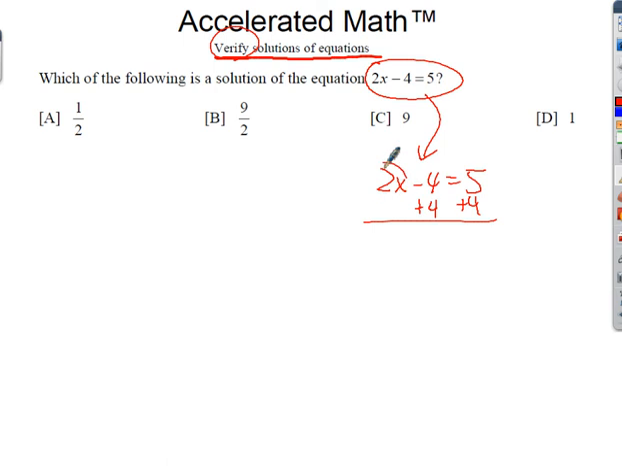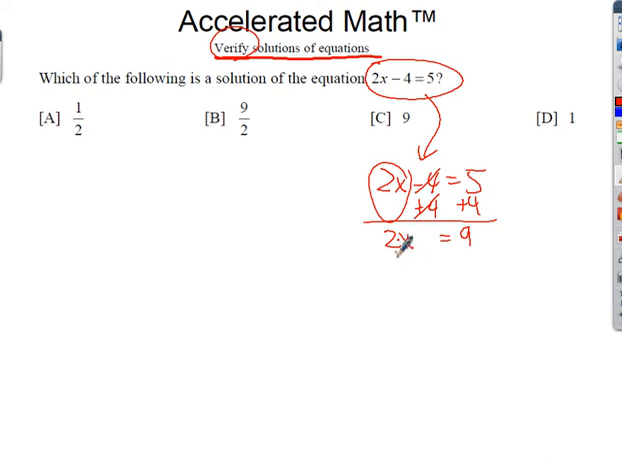I've got 2x. The negative 4 and positive 4 cancel each other out, or zero each other out. That's what our goal was. 5 plus 4 is 9. And then now we have to continue to get x by itself. Right now it's 2 times x. When 2 and x are put together and there's no symbol or operation between them, then it's understood that it's multiplication. So anyway, this is multiplication.